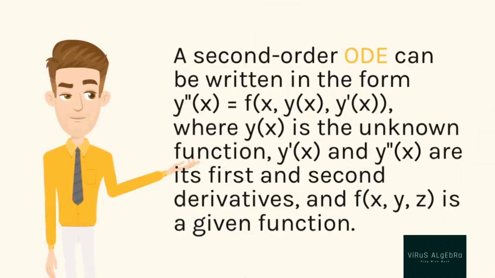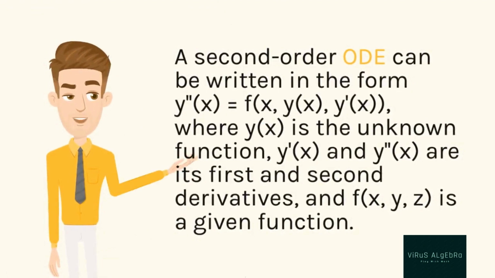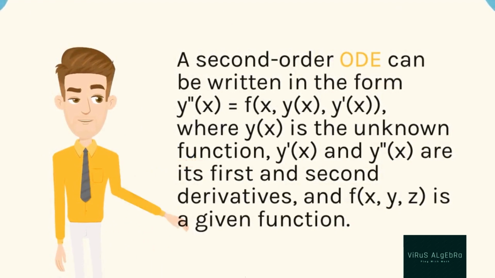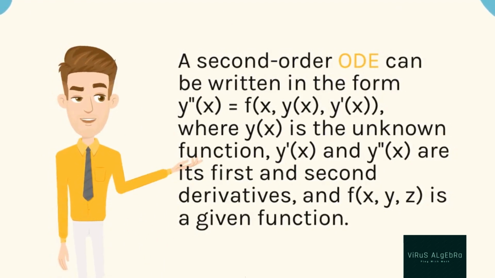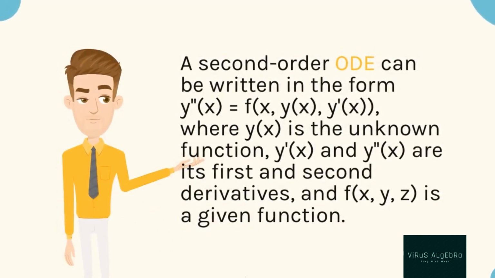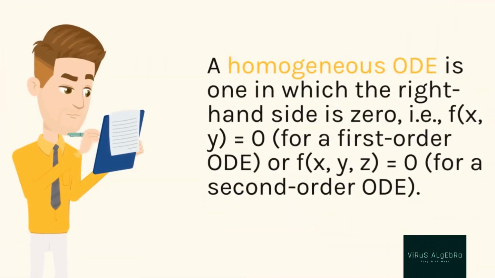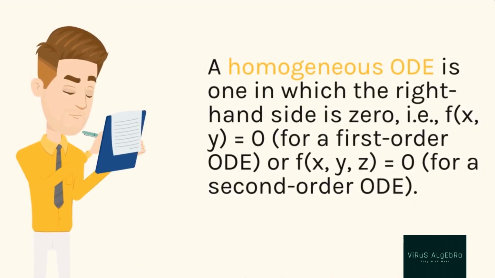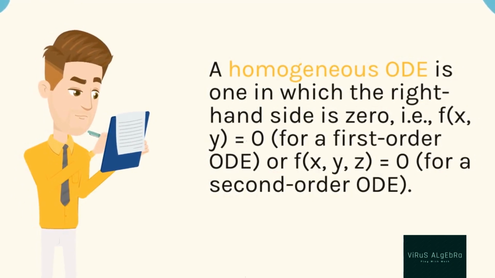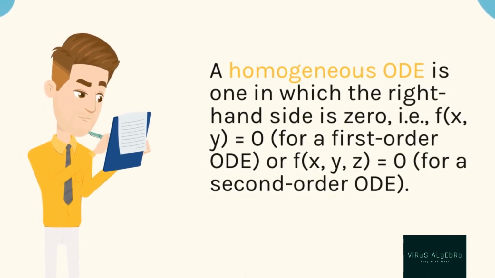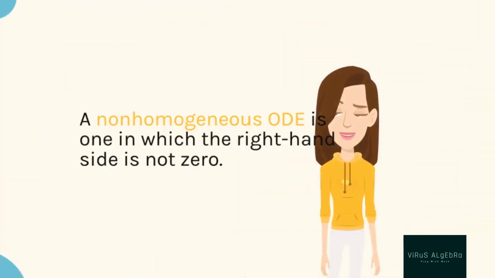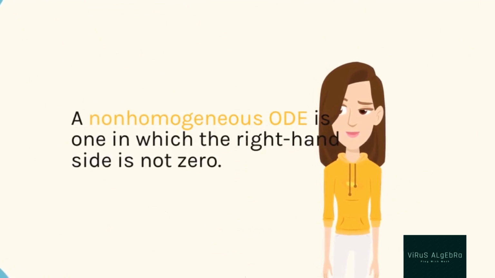A second-order ODE can be written in the form y''(x) = f(x, y(x), y'(x)), where y(x) is the unknown function, y'(x) and y''(x) are its first and second derivatives, and f(x, y, z) is a given function. A homogeneous ODE is one in which the right-hand side is 0, i.e., f(x, y) = 0 for a first-order ODE, or f(x, y, z) = 0 for a second-order ODE. A non-homogeneous ODE is one in which the right-hand side is not 0.